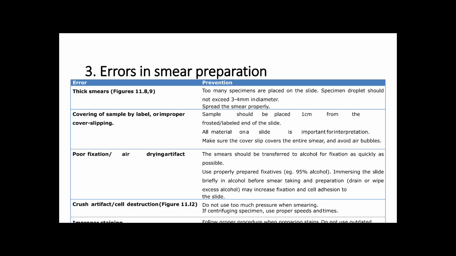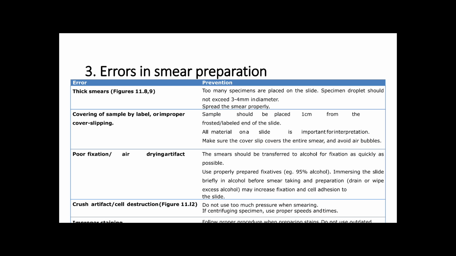move into the errors in smear preparation. So, thick smear: too many specimens are placed on the slide. How to prevent this? The specimen droplet should not exceed 3 to 4 millimeters in diameter. So to prevent thickness, spread the smear properly.